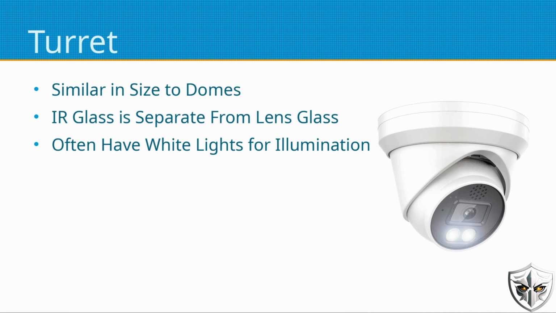There's also turrets. Turrets are very similar in size to dome cameras. The nice thing about turrets is that the glass in front of the infrared illuminators is separate from the glass in front of the lens. These also often have their own white lights on them, and sometimes I've even seen red and blue. That can be used for an active deterrence or to illuminate a scene.